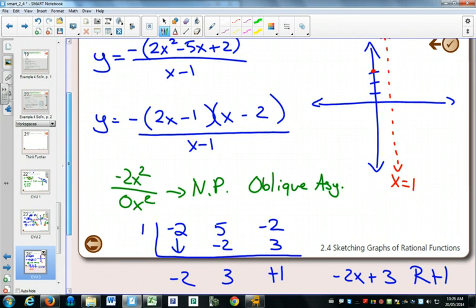Here at 3 is the y-intercept. A slope of minus 2 means down 2 over 1, down 2 over 1. y equals minus 2x plus 3 is our other asymptote.